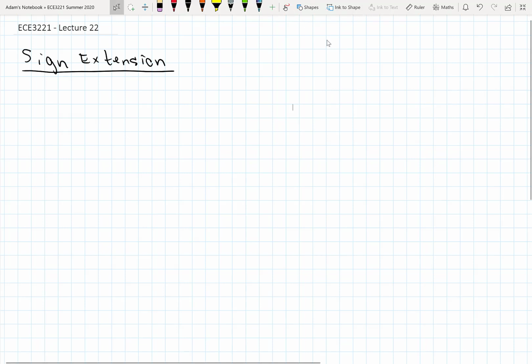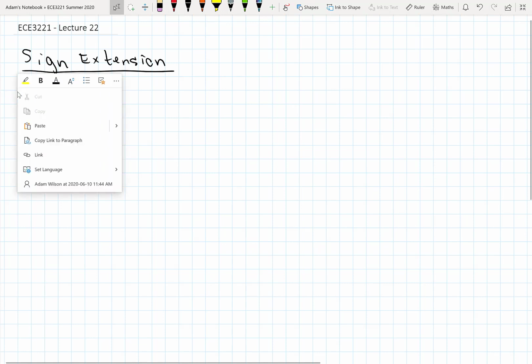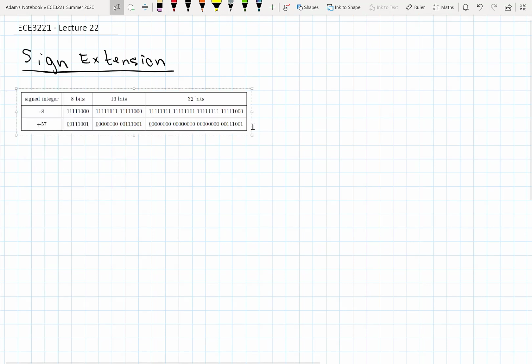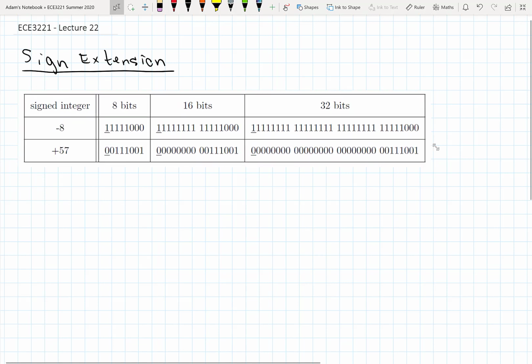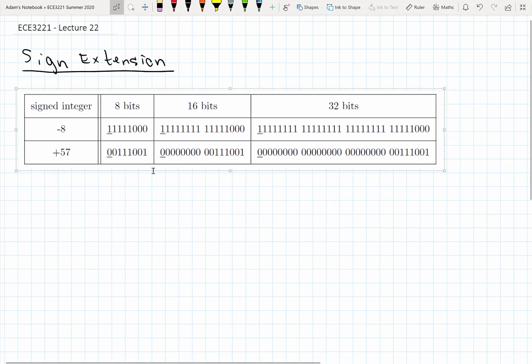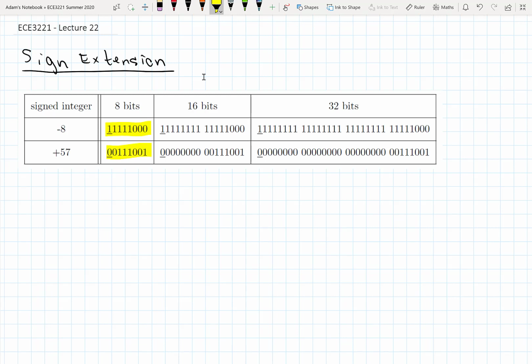I'm just going to pull in a figure out of the textbook, and I think this makes it quite clear what's going on when sign extension happens. Here you see an example starting out. Let's assume we have a value that's stored as an 8-bit value, -8 or +57, and shown and highlighted here are the associated binary values.